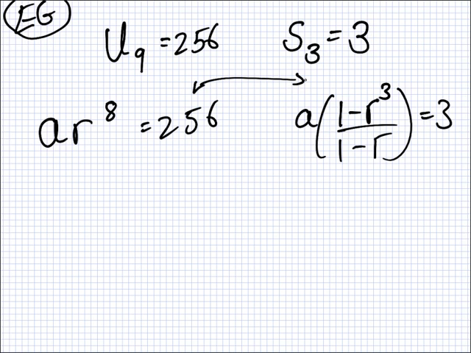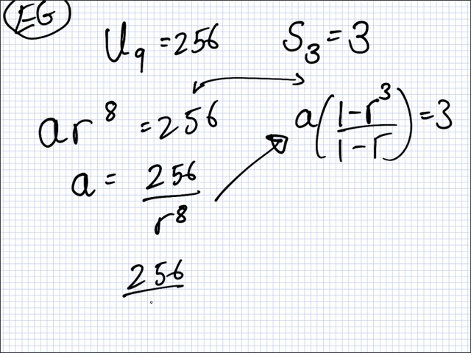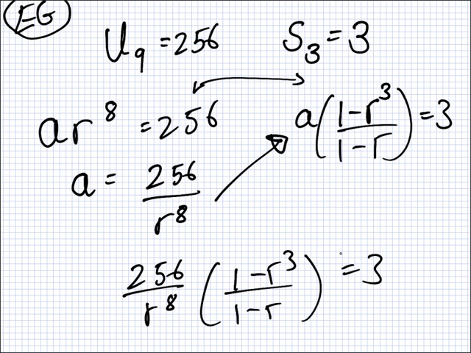Let's see. I will need to do that eventually, yes, that too. I think I'll just say a is 256 over r power 8 and sub that in there. Yeah. So I get 256 over r power 8 times 1 minus r cubed over 1 minus r. That's equal to 3. Now I want to rearrange this a little bit.